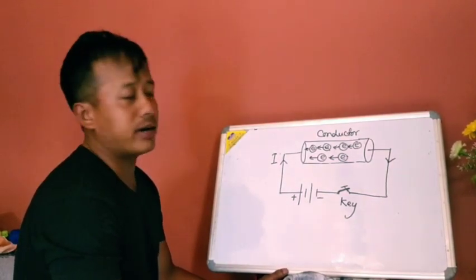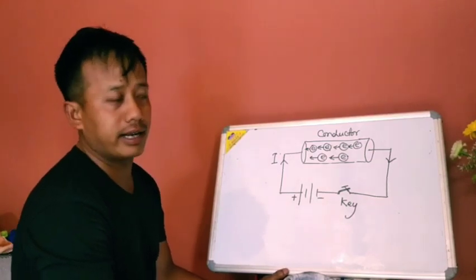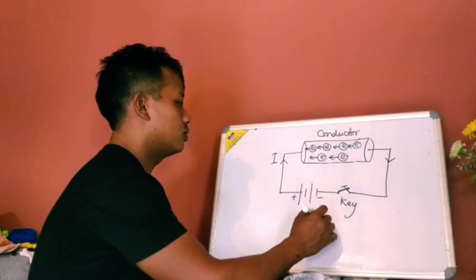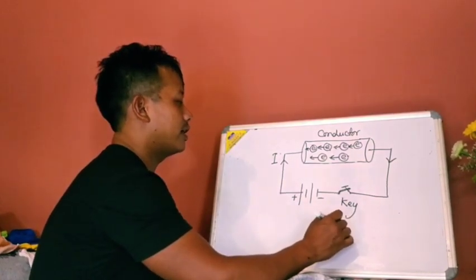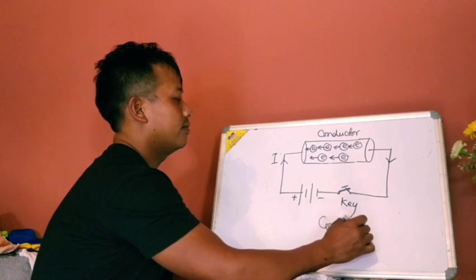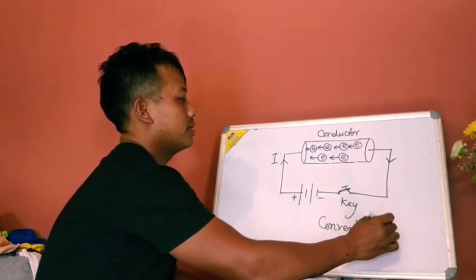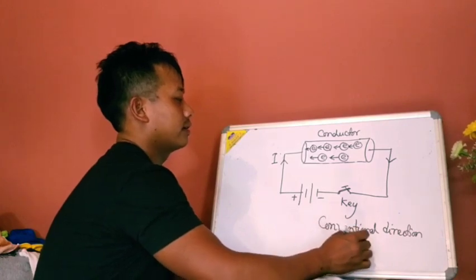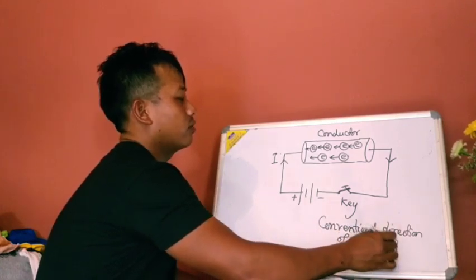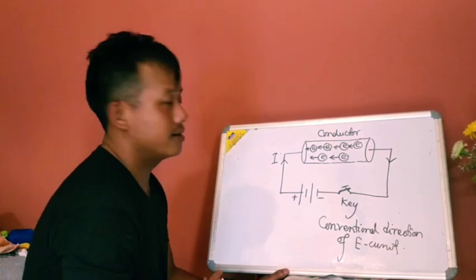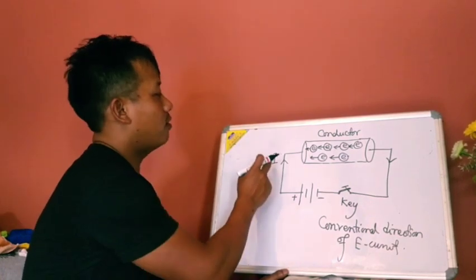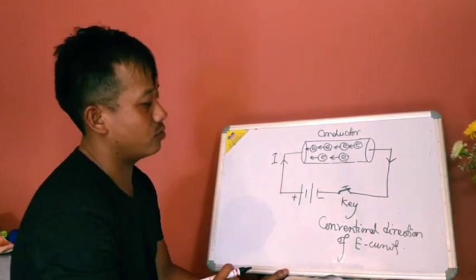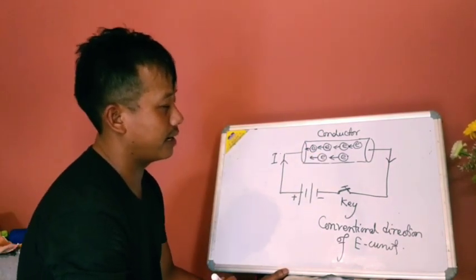And this is what you mean by the conventional direction of electric current. This particular explanation is all about the conventional direction of electric current. According to the conventional direction, the direction of flow of electric current through a conductor is opposite to the flow of electrons. This is what you mean by conventional direction of electric current.